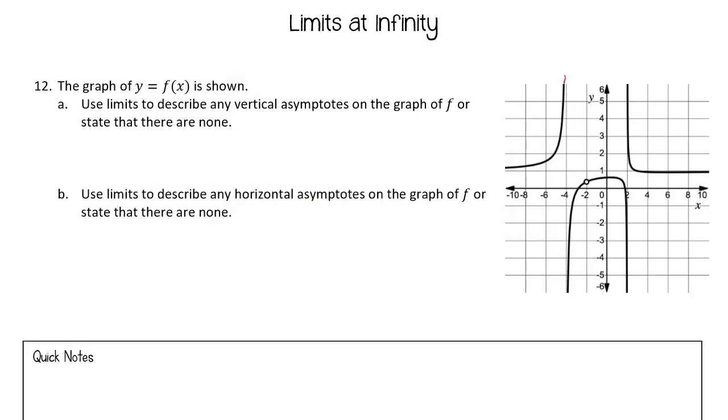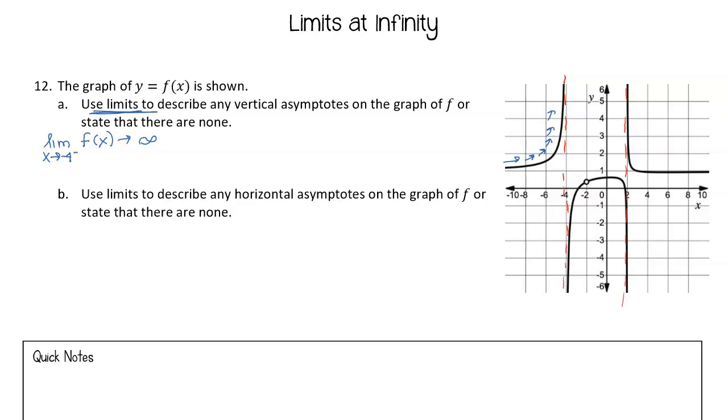Well, I see a vertical asymptote here at x equals -4, and then I see another one here at x equals 2. And this says use limits to describe. So first we're going to start here. As the function approaches -4 from the left, we're getting bigger and bigger. So we're going to infinity. So the limit as x approaches -4 from the left, this is going to go to positive infinity.